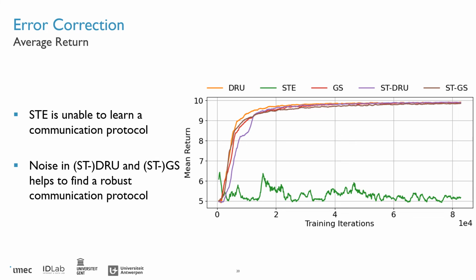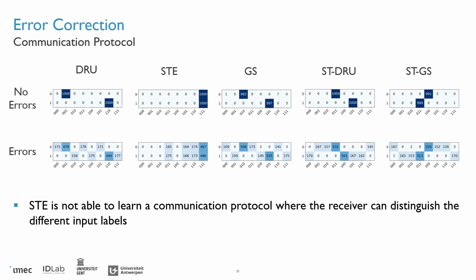In the results, we can see that each of the methods, except for the straight-through estimator, is able to find a correct communication protocol in this case. Our hypothesis is that the noise that is part of all of these methods, except for the straight-through estimator, actually helps in finding a robust communication protocol that is able to deal with these kinds of errors. We can see how the agents are able to deal with these kinds of errors when we look at the communication protocol in more detail.